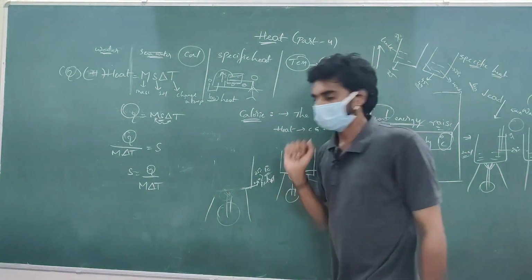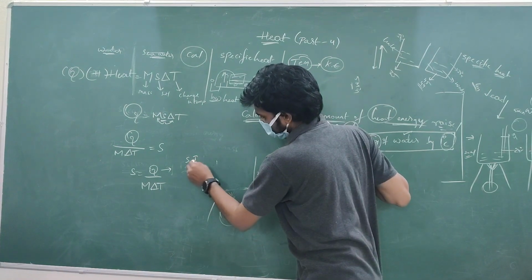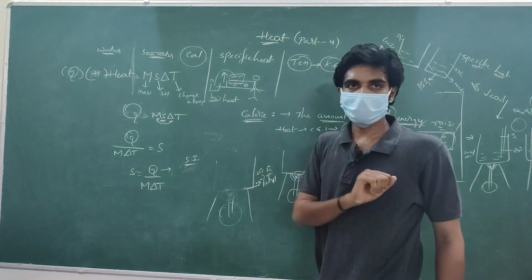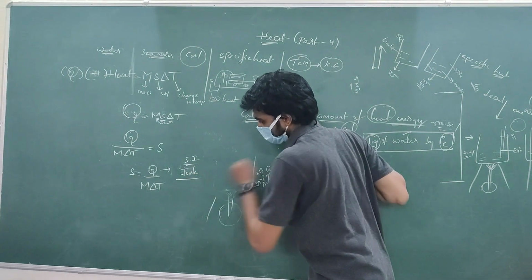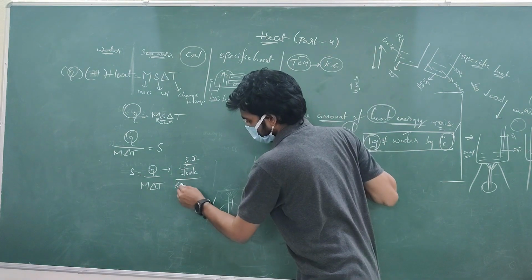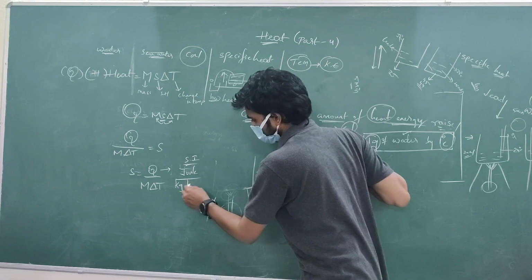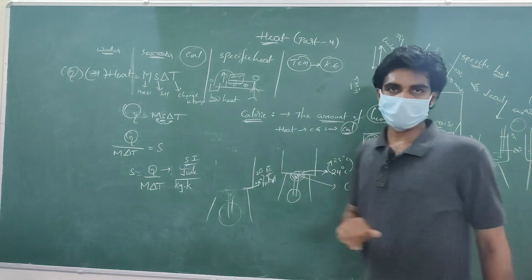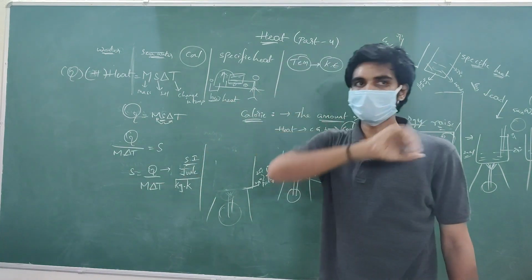If you look at the units carefully, coming to the SI unit, as you guys know, the SI unit of heat is joule, as we discussed. Mass has SI unit of kg, and temperature difference is measured in Kelvin, right? Joule per kg Kelvin. So this is the SI unit for specific heat, that is joule per kg Kelvin.